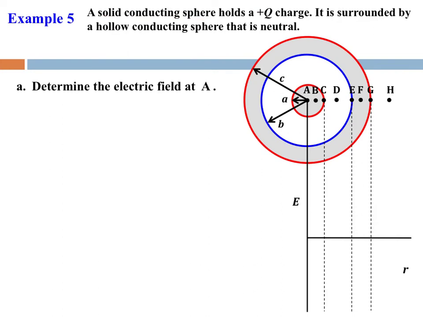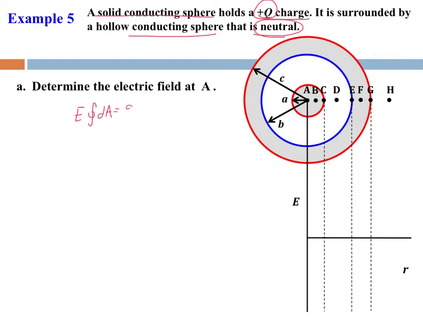In this example, we're getting a little bit more quantitative. It says a solid conducting sphere holds a positive Q charge. It is surrounded by a hollow conducting sphere that is neutral. So again, same example that we saw before, but now we don't have such convenient numbers. We want to figure out what our electric field is at A. Again, we can still use Gauss's law.